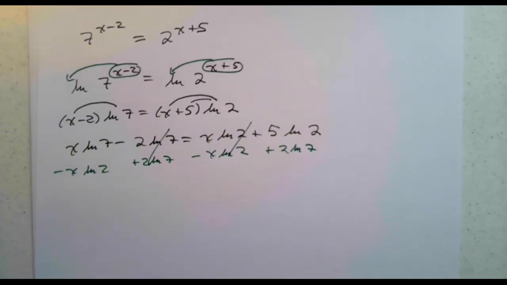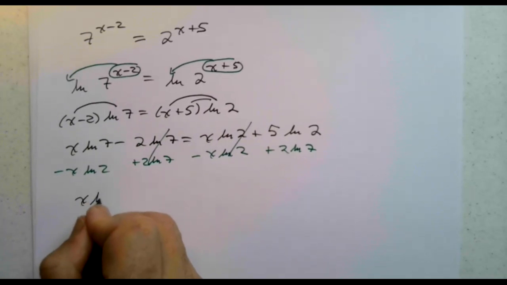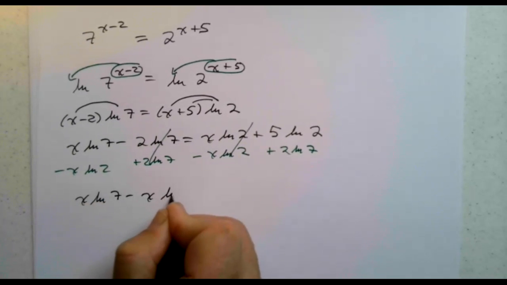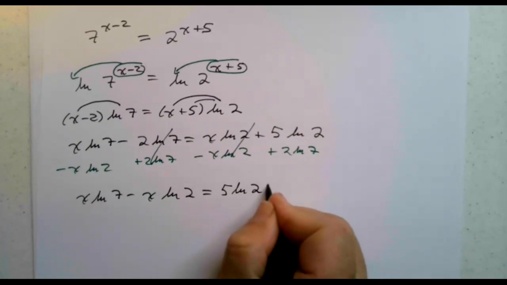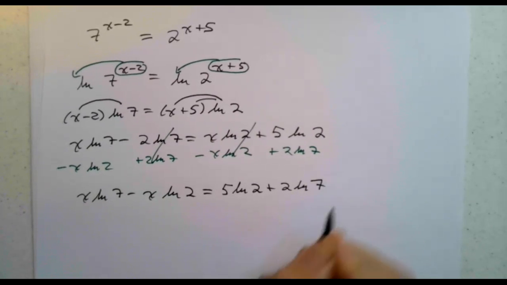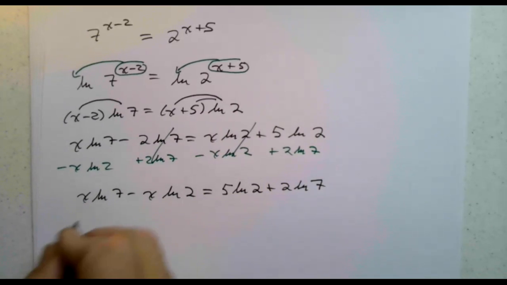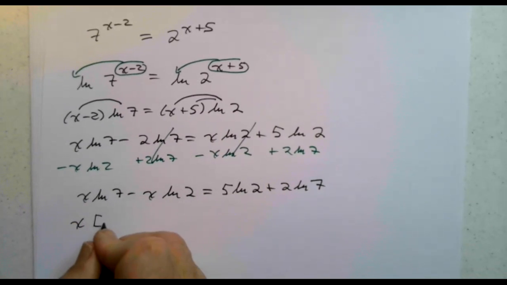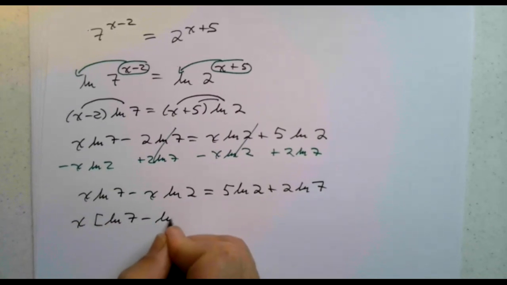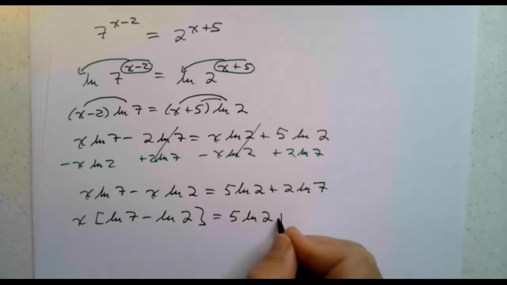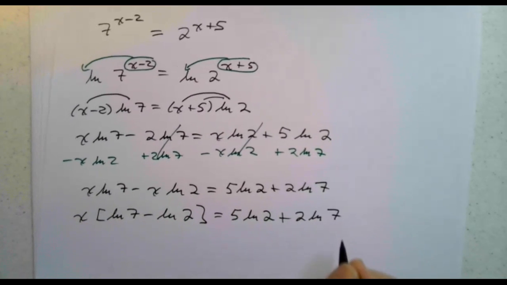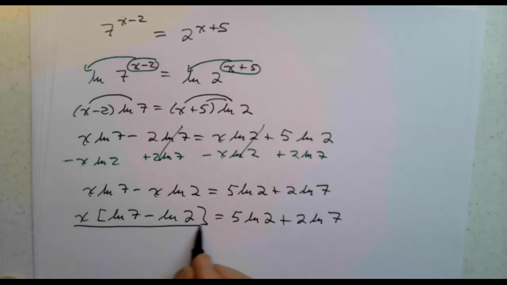Where am I now? X natural log 7 minus x natural log 2 is what we have on the left side. On the right side, we have 5 natural log 2 plus 2 natural log 7. Next up, I'm going to factor out the x. If I factor out the x, I get natural log 7 minus natural log 2 equals 5 natural log 2 plus 2 natural log 7. And we're going to finish this by dividing out natural log 7 minus natural log 2.